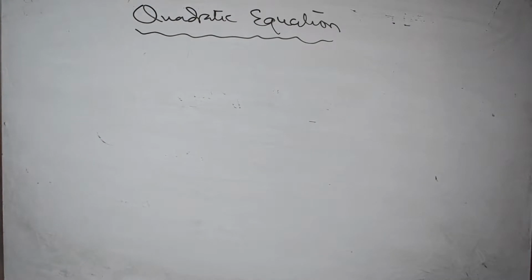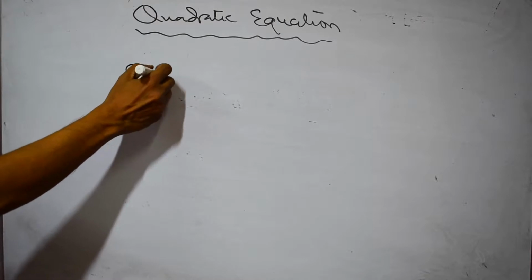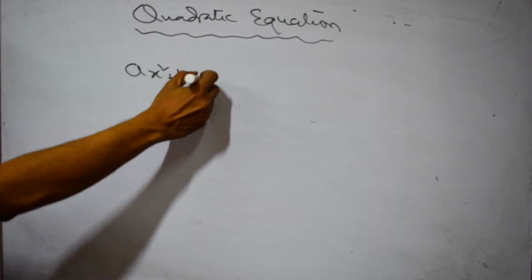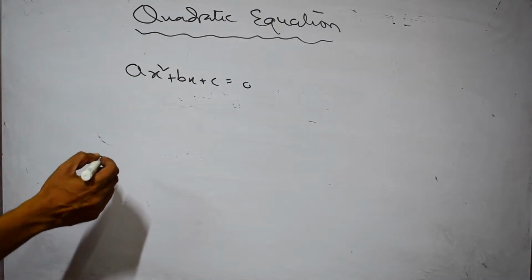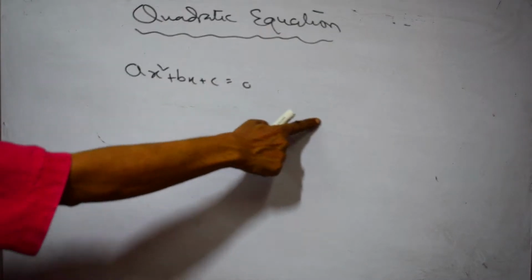Today we will discuss quadratic equation. This is the equation which, when you solve, you will get two solutions of x. The general form of the equation will be ax square plus bx plus c is equal to 0. a is the coefficient of x square, b is the coefficient of x, and c is the independent term without x.